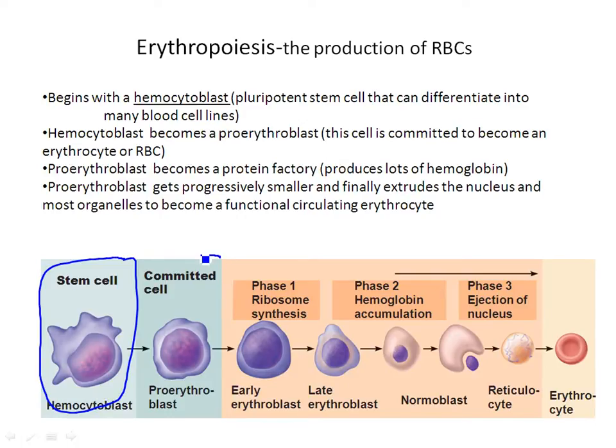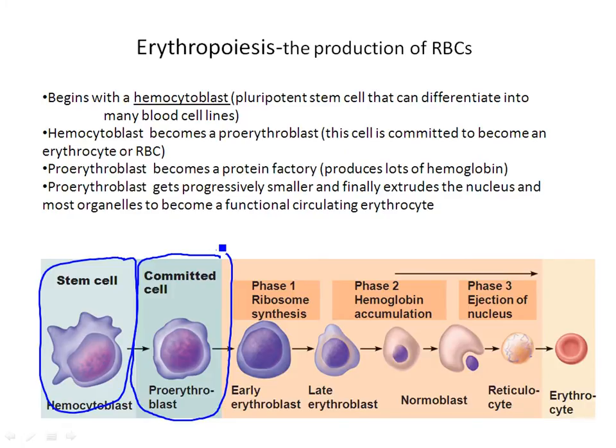So we're going to find that when you want to make more red blood cells, this stem cell, or hemocytoblast, differentiates into a pro-erythroblast. Once it gets to that stage, it's committed to become a red blood cell. It's not going to be able to become a white blood cell after that. It's committed to that.